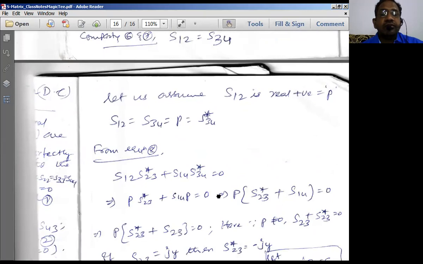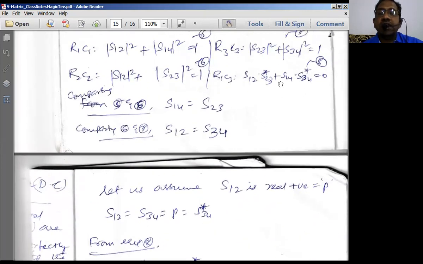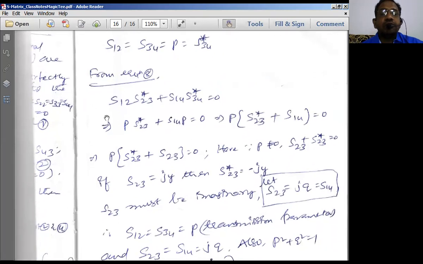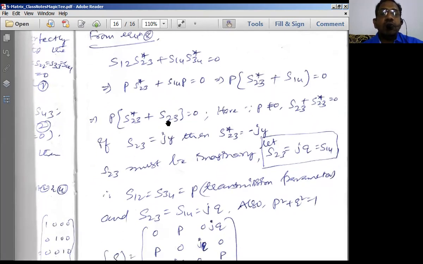Next, from equation 8, S12 into S23 star plus S14 into S34 star, I can get into this now. Now, S12 is P, S14, S34 star is P, P into all this factor I can write. So this is the equation I'll get. Now, here LHS is equal to RHS. So in order to equate this to 0, either P has to be equal to 0 or this parameter inside this P has to be equal to 0. P cannot be equal to 0 because it is a coupled value.